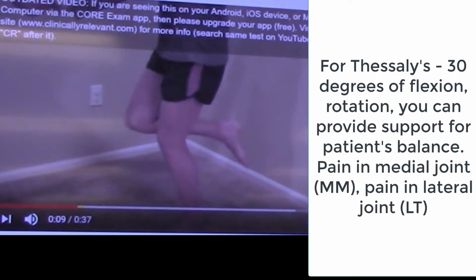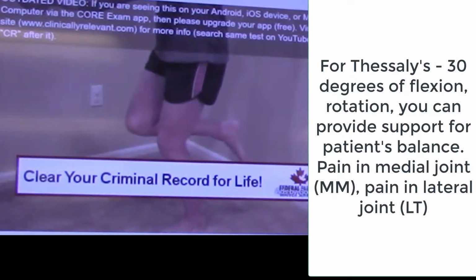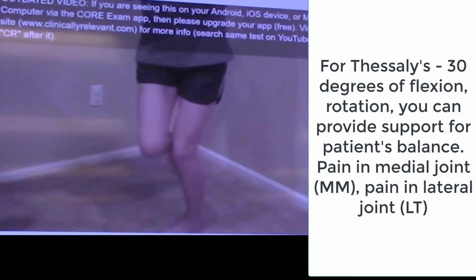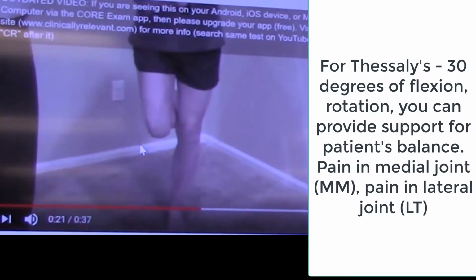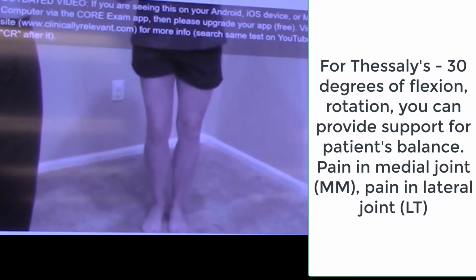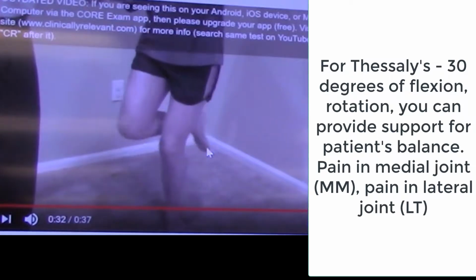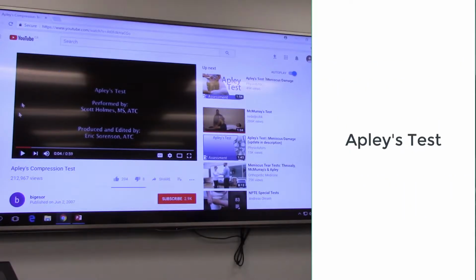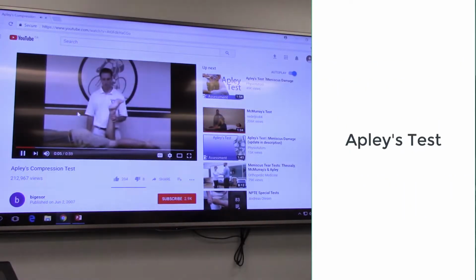So that's McMurray's. This one's the Thessaly's test. In medical school, we were all taught the McMurray's test for meniscus, but more recent literature suggests that maybe the last two, Thessaly's and Apley's, are perhaps better tests for meniscus. That's basically what you're doing there: about 30 degrees of knee flexion, and then you're holding their hands while they rotate. And this is Apley's.